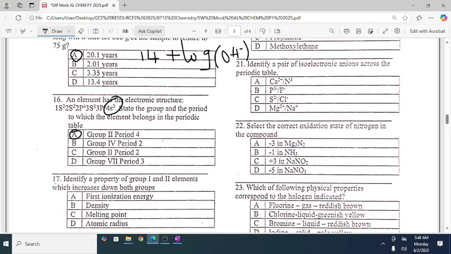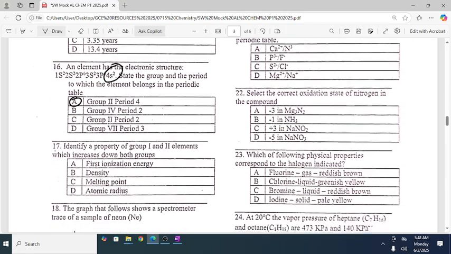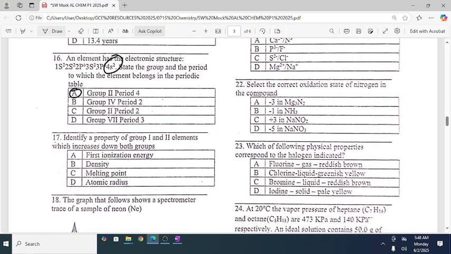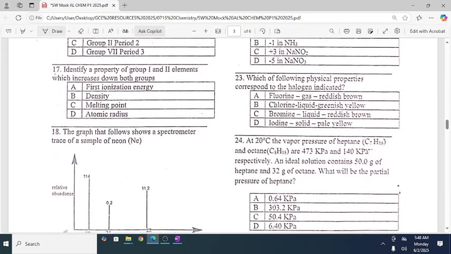Number 17. Identify a property of group 1 and group 2 elements that increases down both groups. I cannot remember this, so this is a third question that we have not answered. I think this is the chemistry of the alkali metals and alkaline earth metals, where you have those various properties. So just try to read. Tell me the answer in the comment section for number 17.